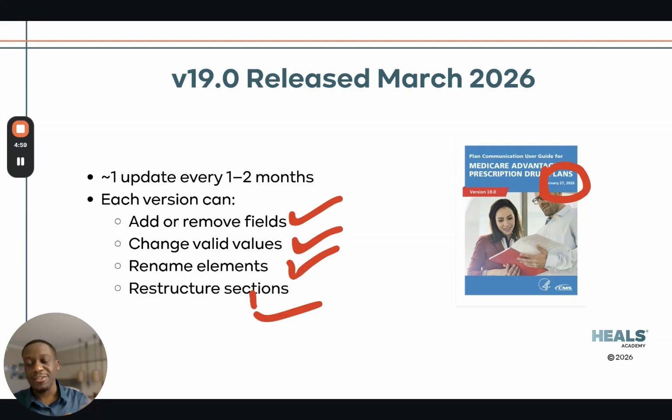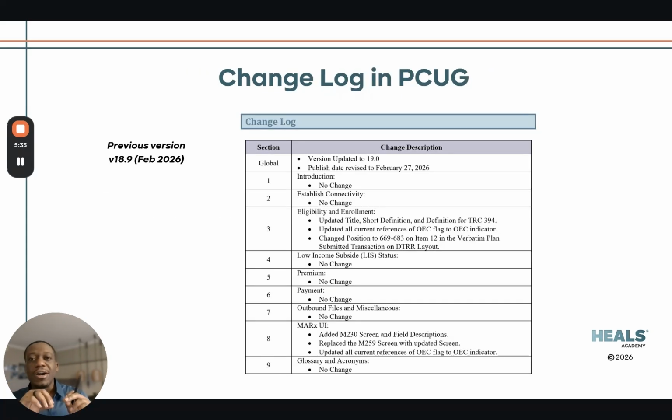So you want to track the Plan Communication User Guide. You want to use the current version pertaining to the data set that you are talking about. Tracking and aligning the data to the version is very critical to make sure that you're able to work with the document very well. At the very beginning pages of the Plan Communication User Guide, CMS actually has a change log that can help you keep track of the changes.